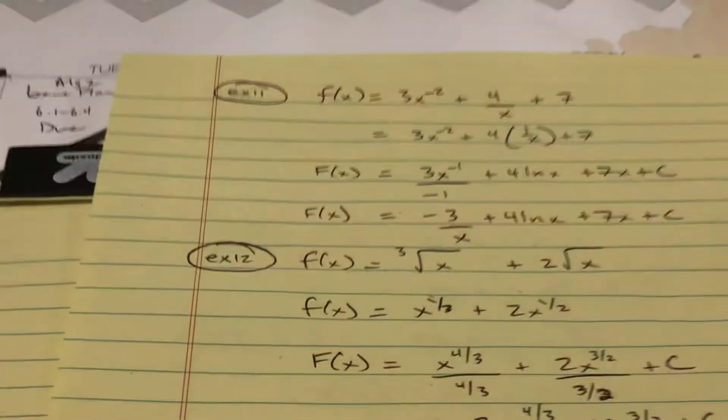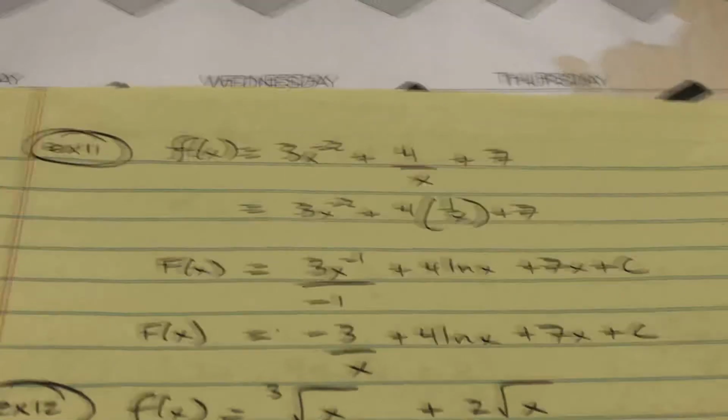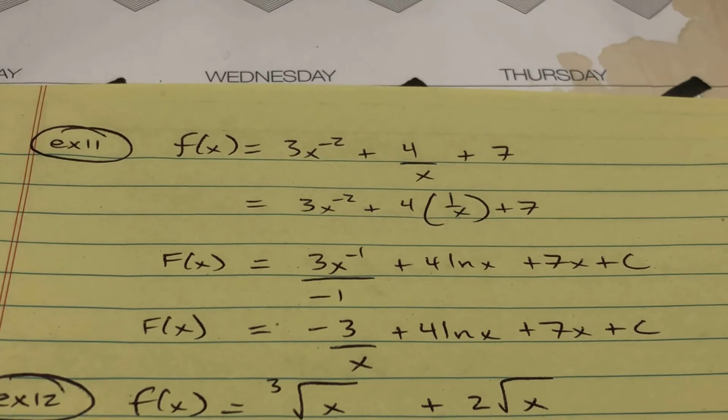All right, number 11 here. There's the original function. I rewrote it as the following. The antiderivative, again, which is capital F of x.